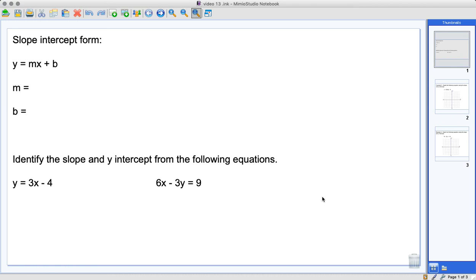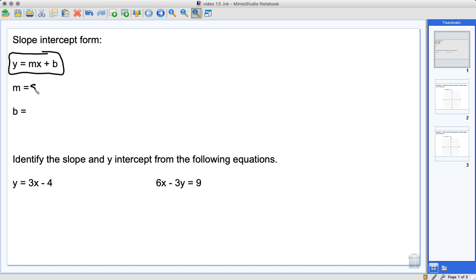All right, so we're going to start graphing again using slope-intercept form. Most of you, if you don't remember, slope-intercept form is y equals mx plus b. We will use this a lot over the next couple weeks, so make sure you write it down in your notebook.